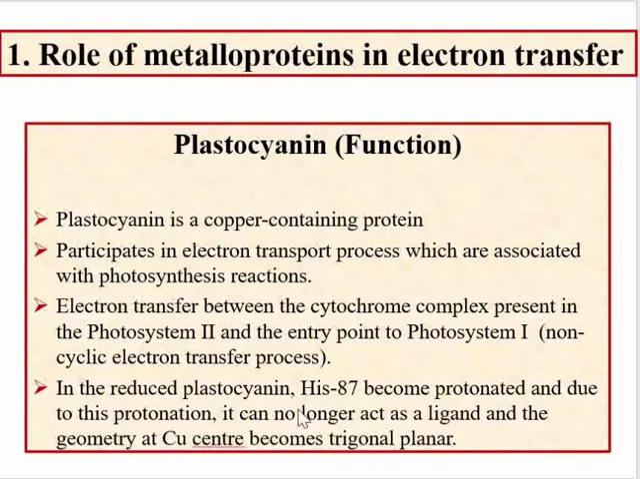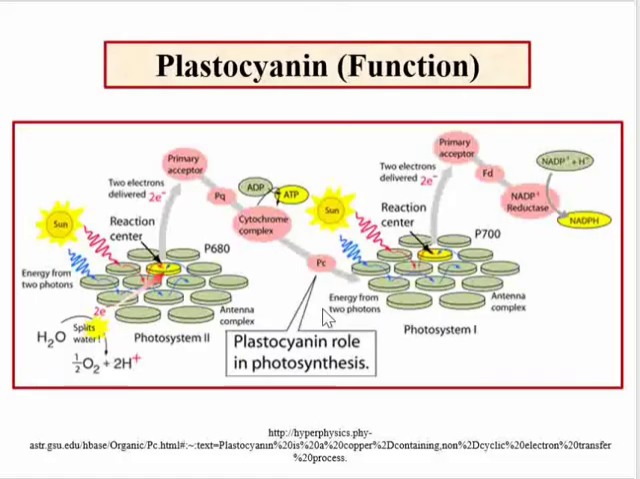In reduced plastocyanin, histidine 87 becomes protonated, and due to this protonation it can no longer act as a ligand, so the geometry of the copper center becomes trigonal planar. I will show you that later on. First, I will show you the function of plastocyanin, and then we will discuss its geometry. Okay, so this is the function of plastocyanin.